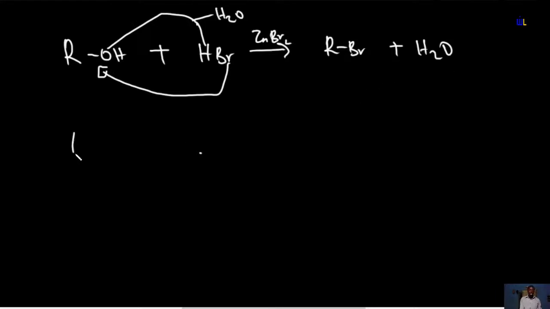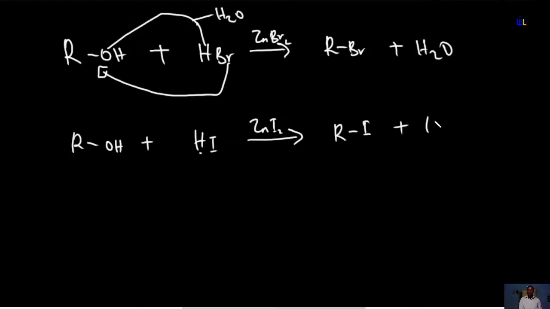So once you're able to do this, you are likely going to have this particular product. If, for instance, I want to perform this with hydrogen iodide, it's now going to be ZnI2. If this happens, I am going to have R attached to I plus H2O. So this is what we refer to as a dehydration reaction, where you are removing water.